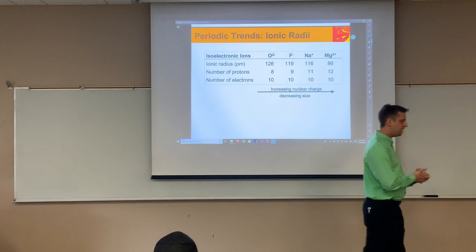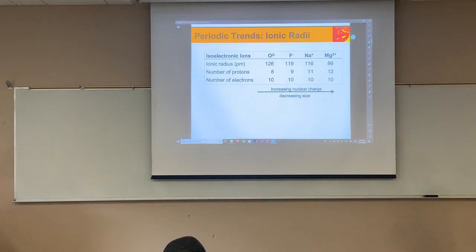So here's just a representation of this to put some numbers together. If we're dealing with oxygen, fluorine, sodium, and magnesium, with the different charges, an O with a 2 minus is going to be bigger than an F with a minus charge, which is going to be bigger than the sodium with a 1 plus, and the magnesium with a 2 plus is going to be the smallest out of all of those, okay?